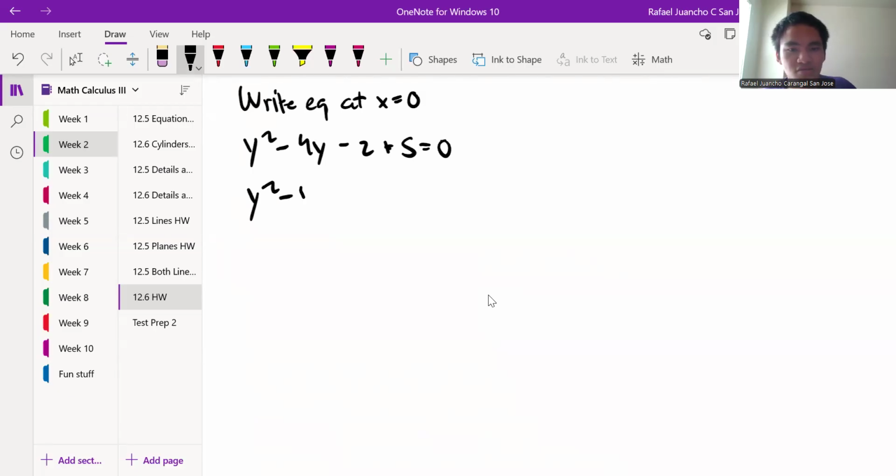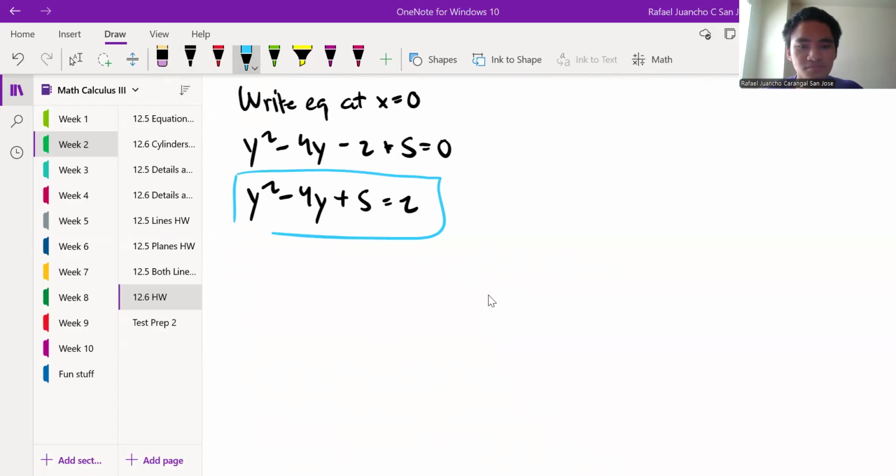We see that this is a quadratic formula. There we go. So this is y squared minus 4y plus 5 equals z, right? And then lastly, for x equals 1.